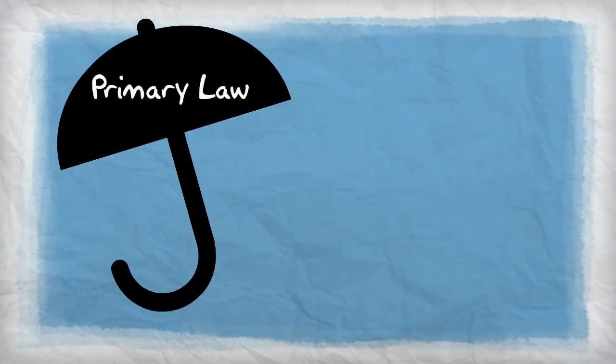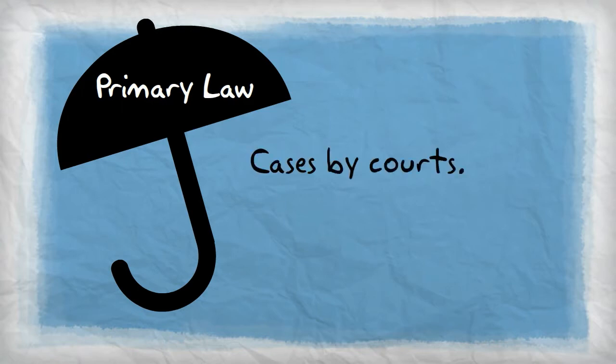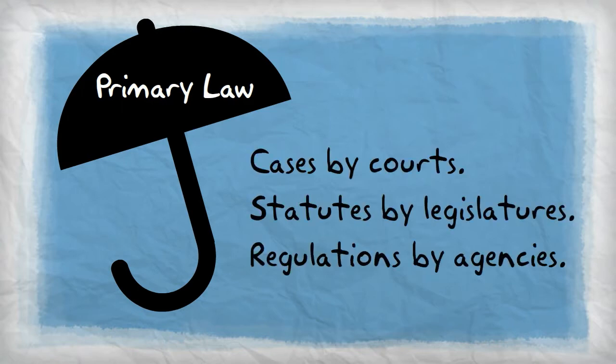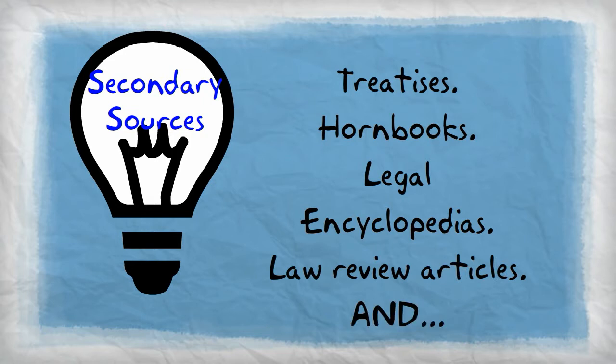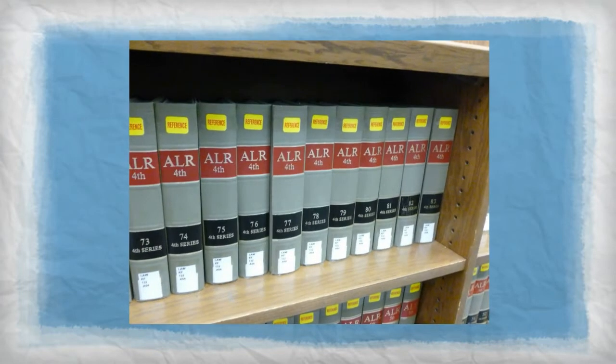Under the umbrella of primary law are things like cases decided by courts, statutes made by legislatures, and regulations made by agencies. To help you find and understand that primary law, legal practitioners and scholars have compiled secondary sources. Under this umbrella are things like treatises, hornbooks, legal encyclopedias, law review articles, and American Law Reports, abbreviated ALR.